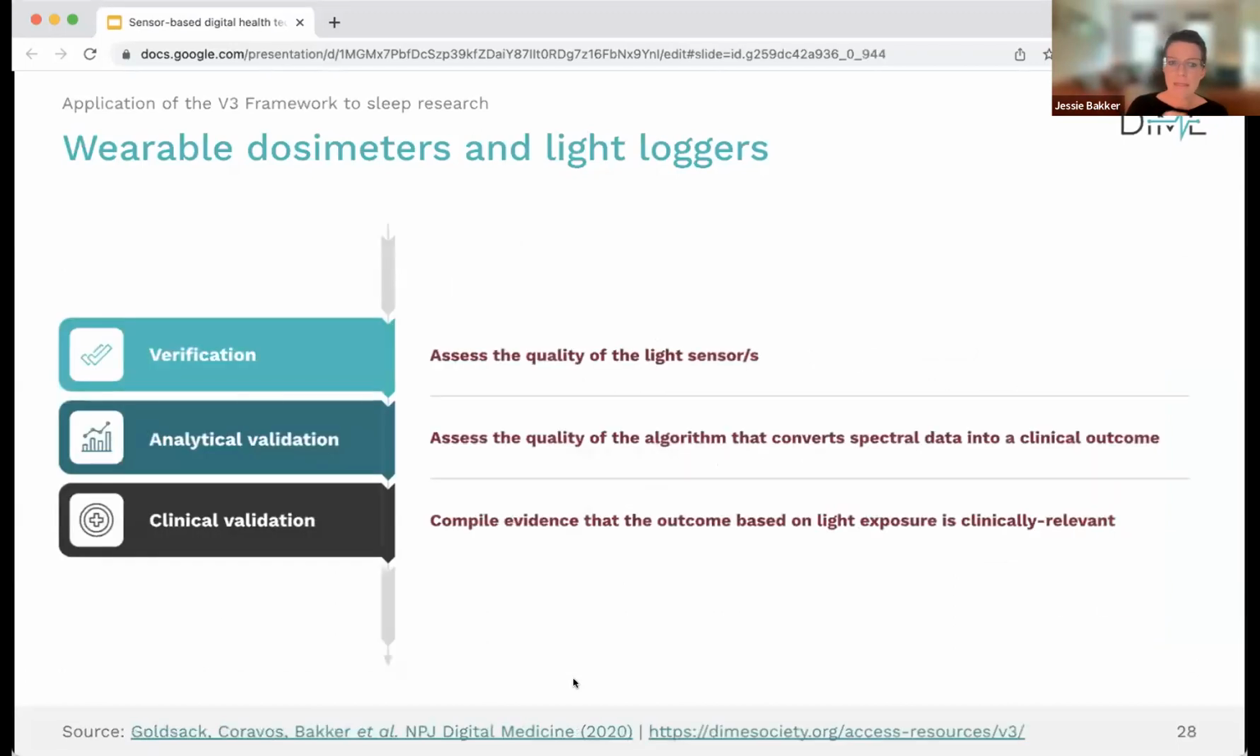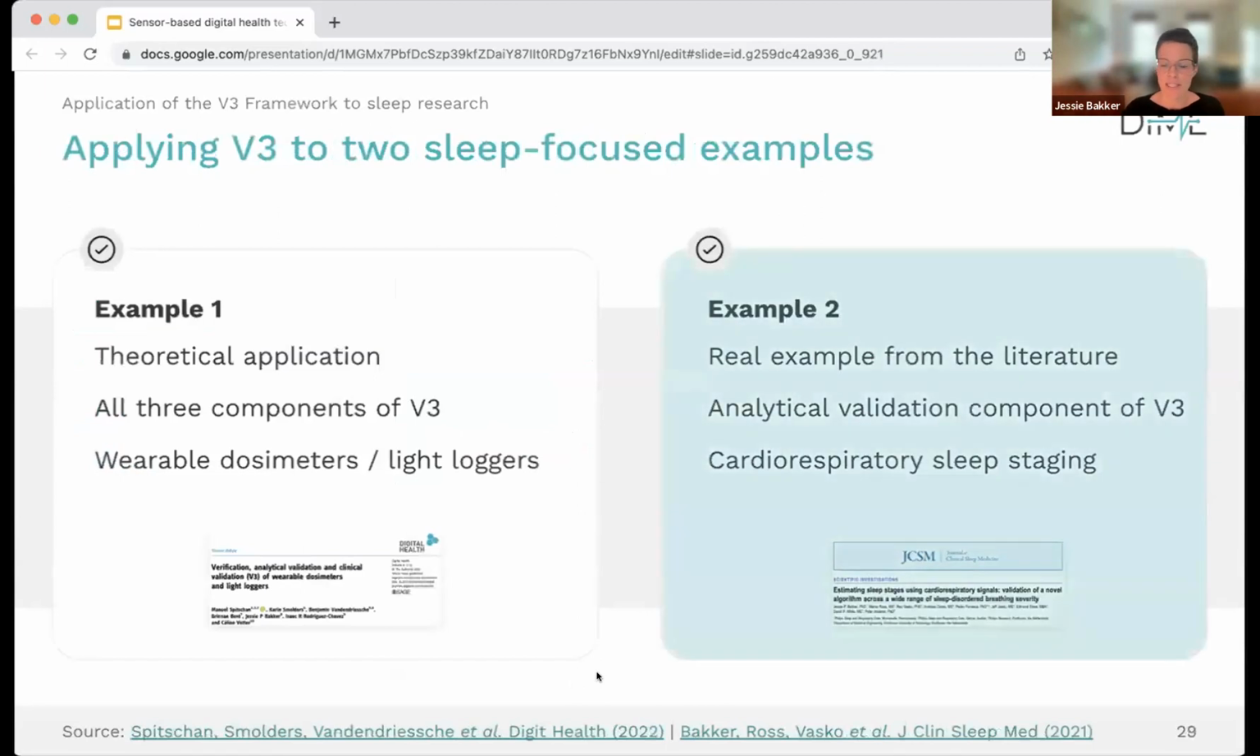So verification, to reiterate, assesses the quality of the light sensors. Analytical validation assesses the quality of the algorithm that converts the spectral data into some kind of clinically relevant outcome. And clinical validation compiles the evidence that the outcome chosen that is based on light exposure is clinically relevant for a particular use case and for a particular patient population. So that is a very, very high level summary. There is much more in-depth information contained in the 2022 digital health paper with the reference on the screen here.